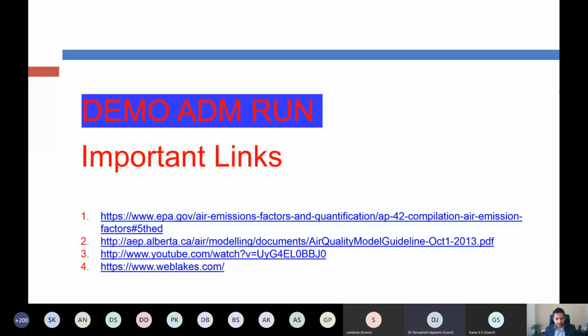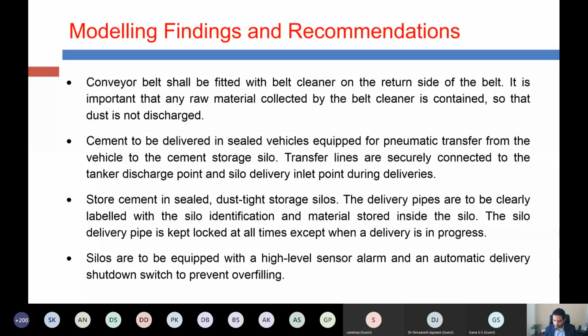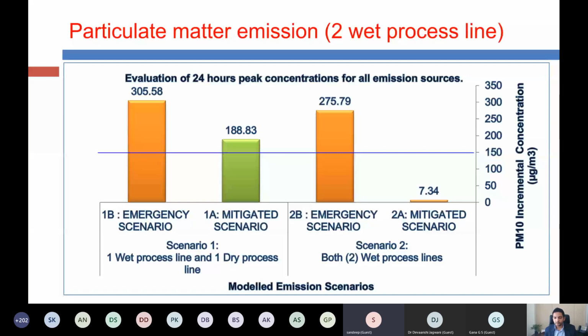Are the participants having any doubts or queries? Please go ahead, Mr. Sandeep. Sir, I just wanted to ask whether this concentration, 7.34 micrograms per meter cube in the mitigated scenario, was measured inside the industry, or in the residential area or the surrounding area?